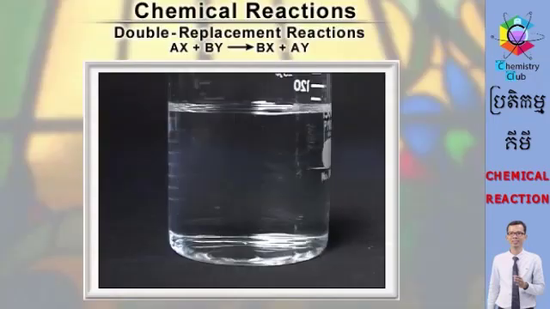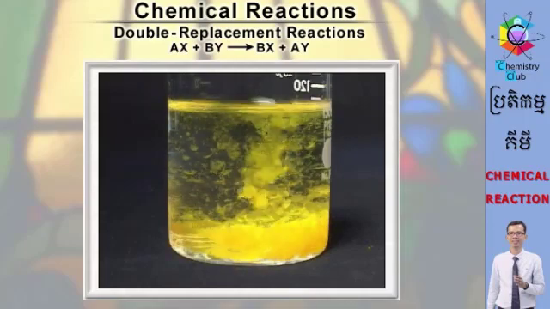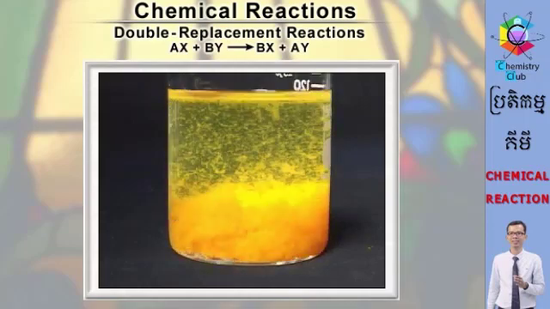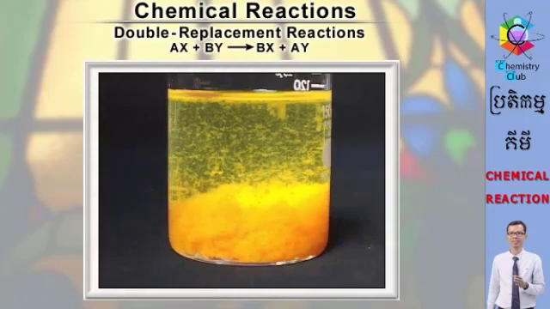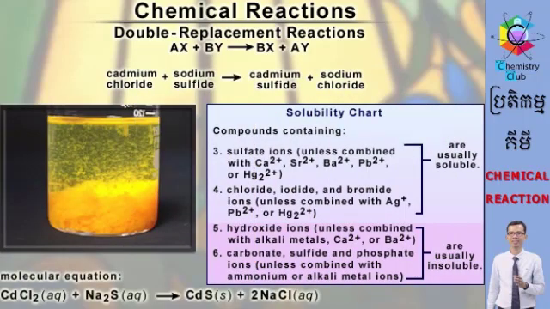The following scenes give an example of how to write the molecular, complete ionic, and net ionic equations of a double replacement reaction. Solutions of cadmium chloride and sodium sulfide are mixed. First, write the balanced molecular equation by exchanging the cations and anions to form new compounds. What are the physical states of the reactants and products? By definition, the reactants are an aqueous solution, but what happens to the products?